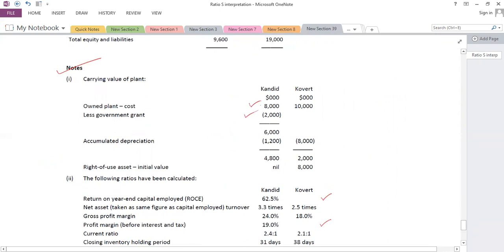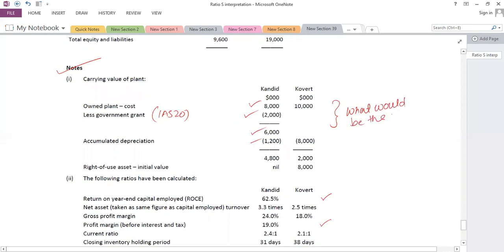We have deducted the IAS 20 government grant under the deduction approach. So we have asset 6,000. Accumulated depreciation has been there, and that has been reduced due to the impact of the grant. Okay. Covert has no grant. What would be the impact?